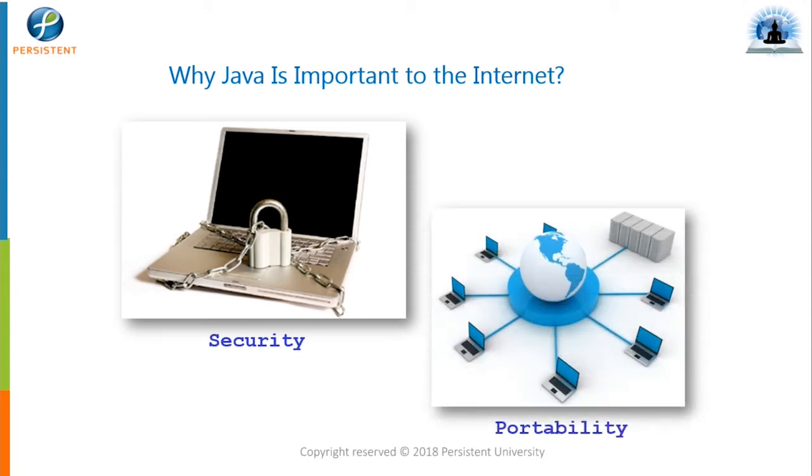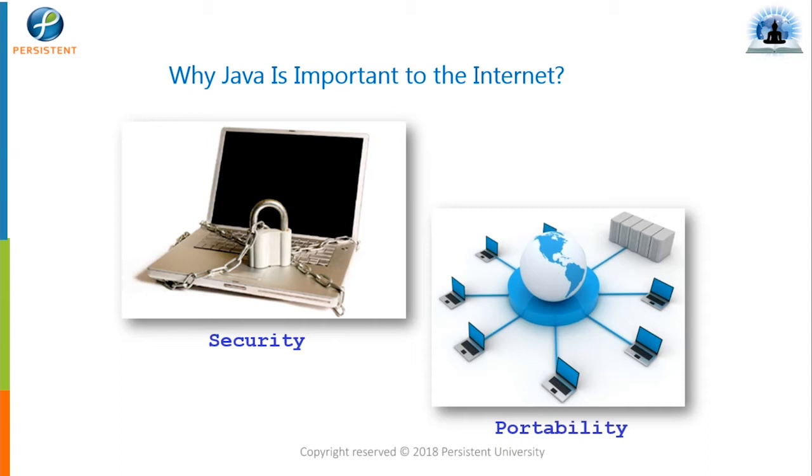Okay, we say that Java is important for the internet, right? Why? Because Java provides the best security. Along with that, the biggest feature of Java is portability. Portability means what?